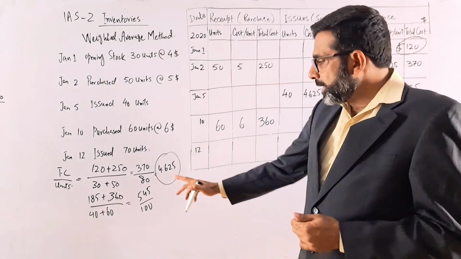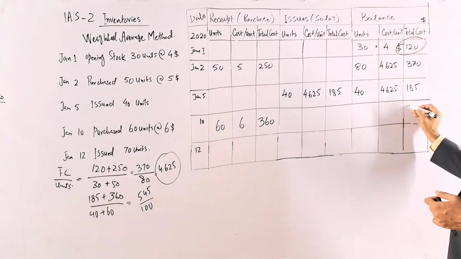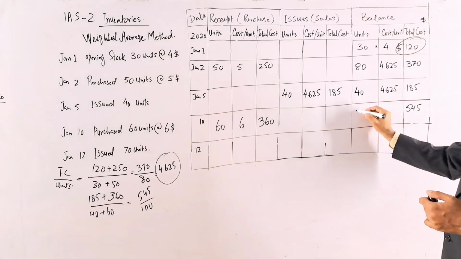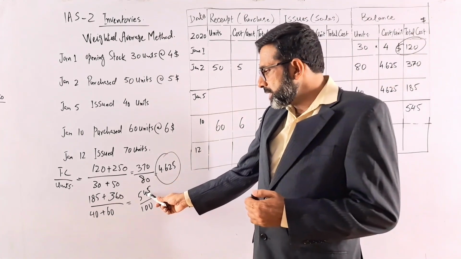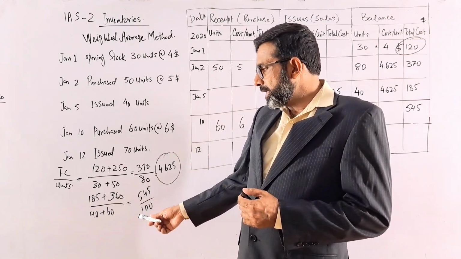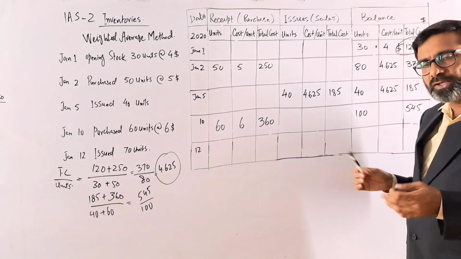So here the total cost is 545. How many units? 100 units. So the cost we have calculated, $545 is the total cost of the units.